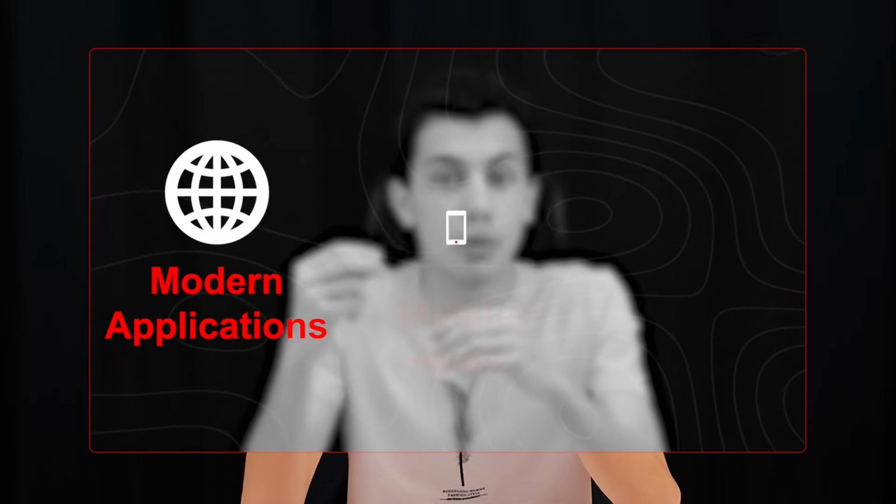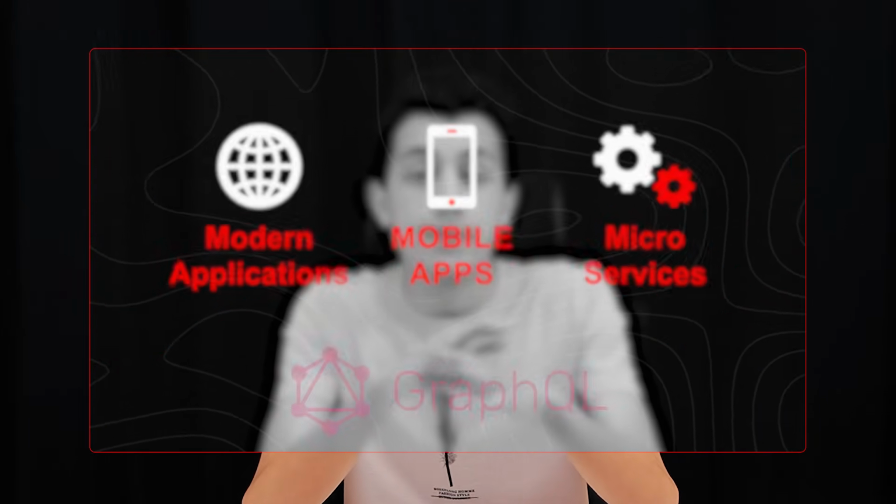Modern applications, mobile apps, microservices, they all use it. And here is the thing that most people don't talk about. GraphQL is incredibly powerful. But with that power comes some serious security implications that a lot of developers just overlook. In this video, we are breaking down GraphQL from the ground up. What it is, how it works, how it differs from REST, and most importantly, the security side of things, the vulnerabilities, the attack vectors, and how you can actually test for them.